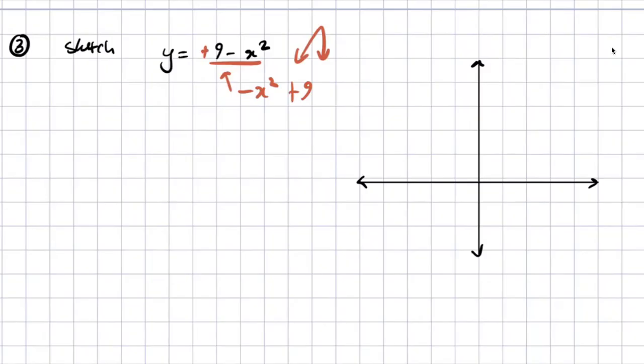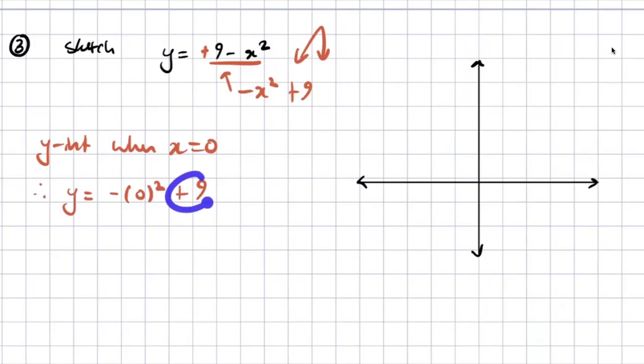Step 1, let's find our y-intercept. Again, our y-intercept occurs when x equals 0. Therefore, I end up saying y is equal to minus 0 squared plus 9. Again, we can see straight away that we're going to end up with the constant term being our y-intercept, which is just 9. So now let's continue on a little bit.